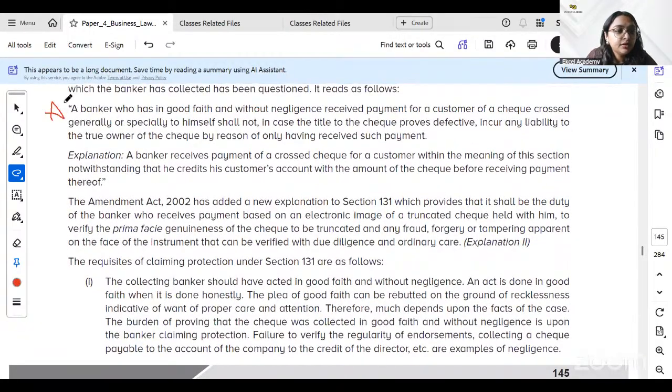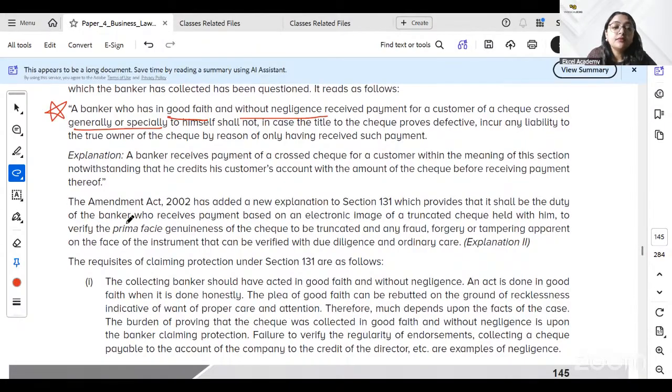Very important here: a banker who in good faith and without negligence received payment for a customer of a check crossed, generally or specially to himself, shall not, in case the title to the check proves defective, incur any liability. Basically, if the bank has acted in good faith and without negligence, it will not incur any liability when the check later proves to be defective.